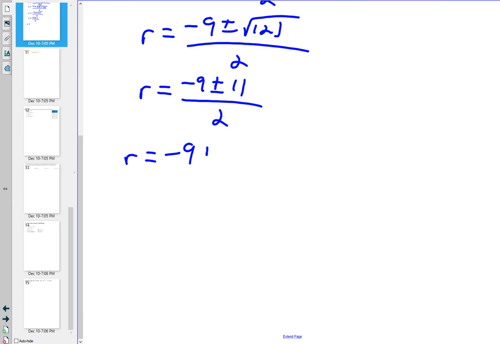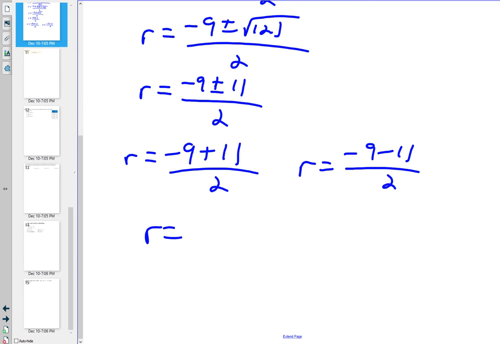So R is equal to -9 plus 11 divided by 2. R is equal to -9 minus 11 divided by 2. This gives you 1. This gives you -9.